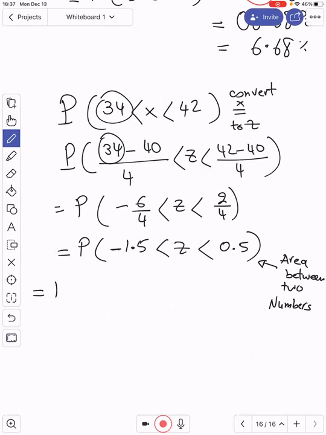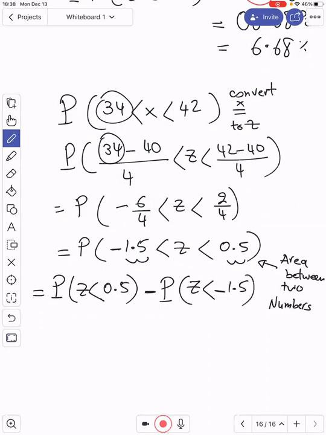So you take the area to the left of the second number, the 0.5, so probably z less than 0.5, minus the area to the left of the other number, which is negative 1.5. And now I can use my table, because now everything is expressed in terms of the areas to the left. This is area to the left, this is area to the left.